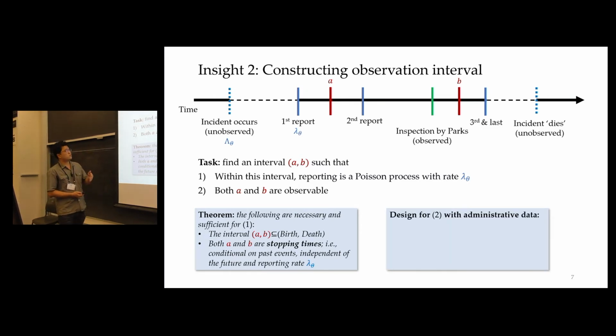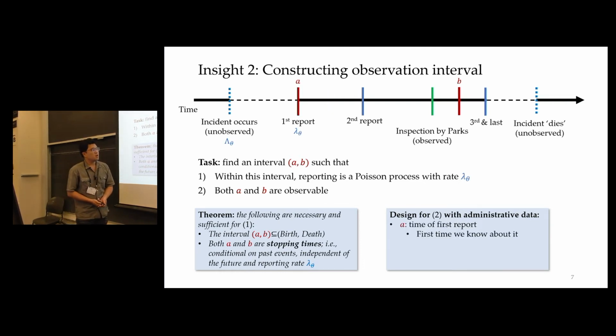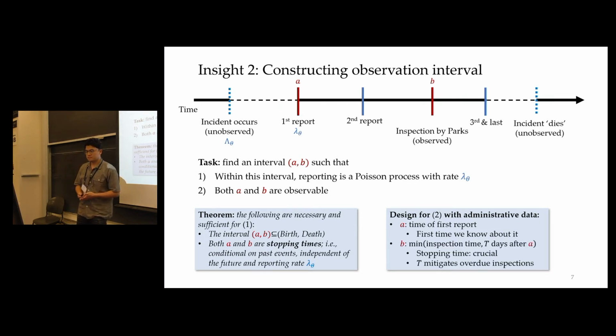So to find an interval that satisfies the second criterion here is purely a design choice. In our implementation, we chose A to be the time of the first report, so satisfying both these two conditions, and it gives us the maximum amount of knowledge about each incident. For B, we use this rather complicated specification, which is a minimum between the inspection time and a number of days after the start of the interval.